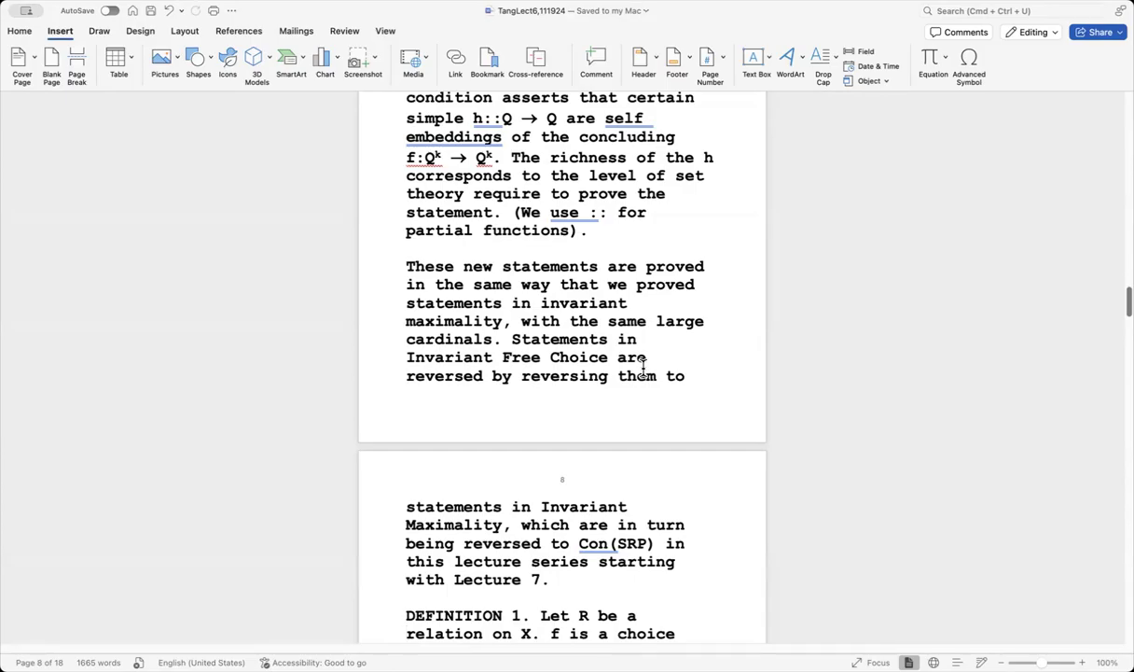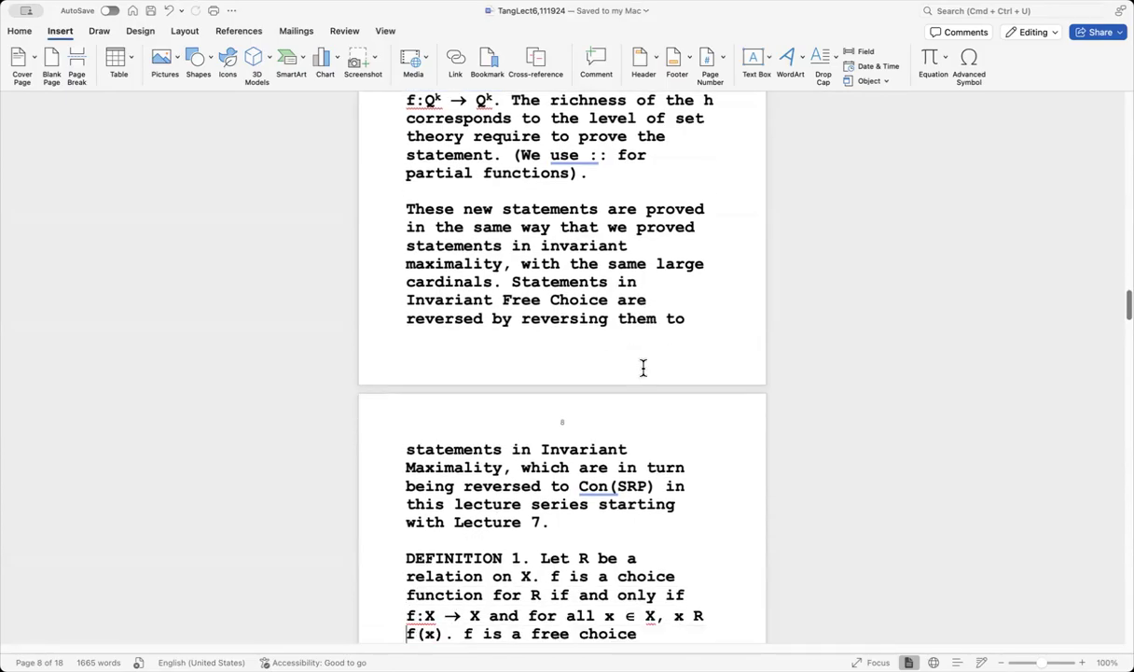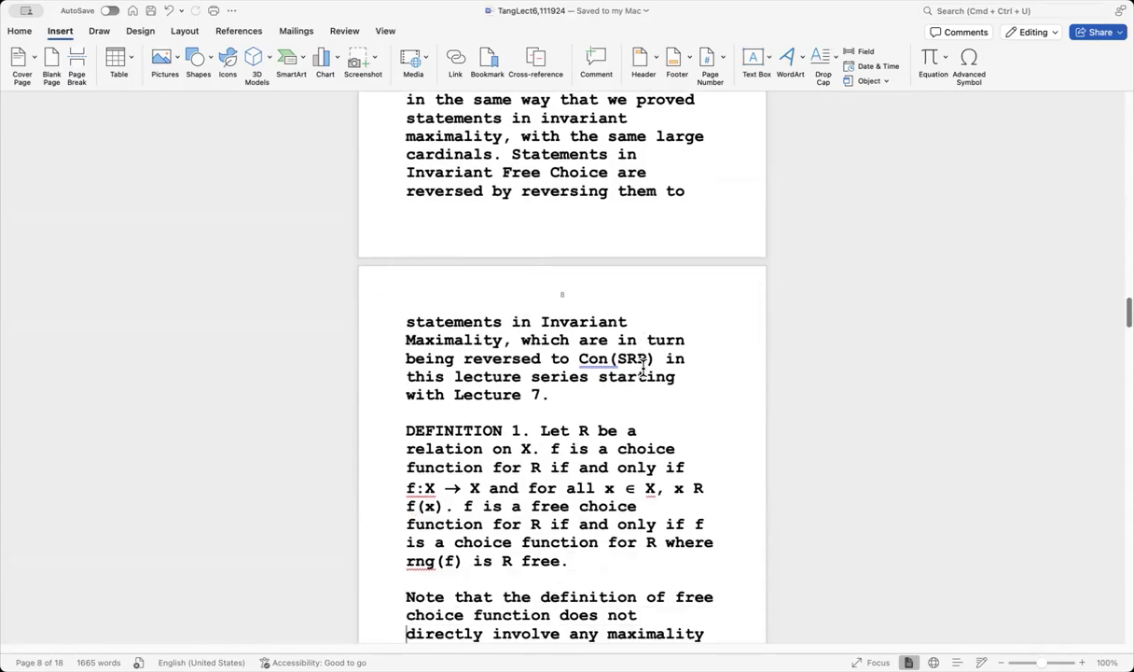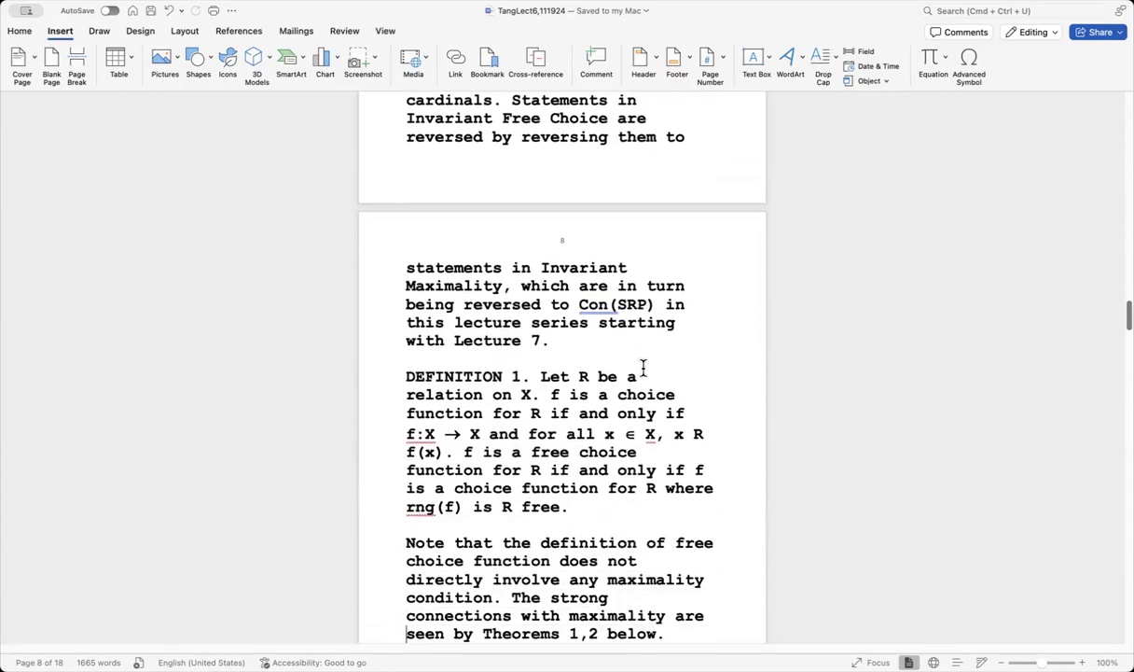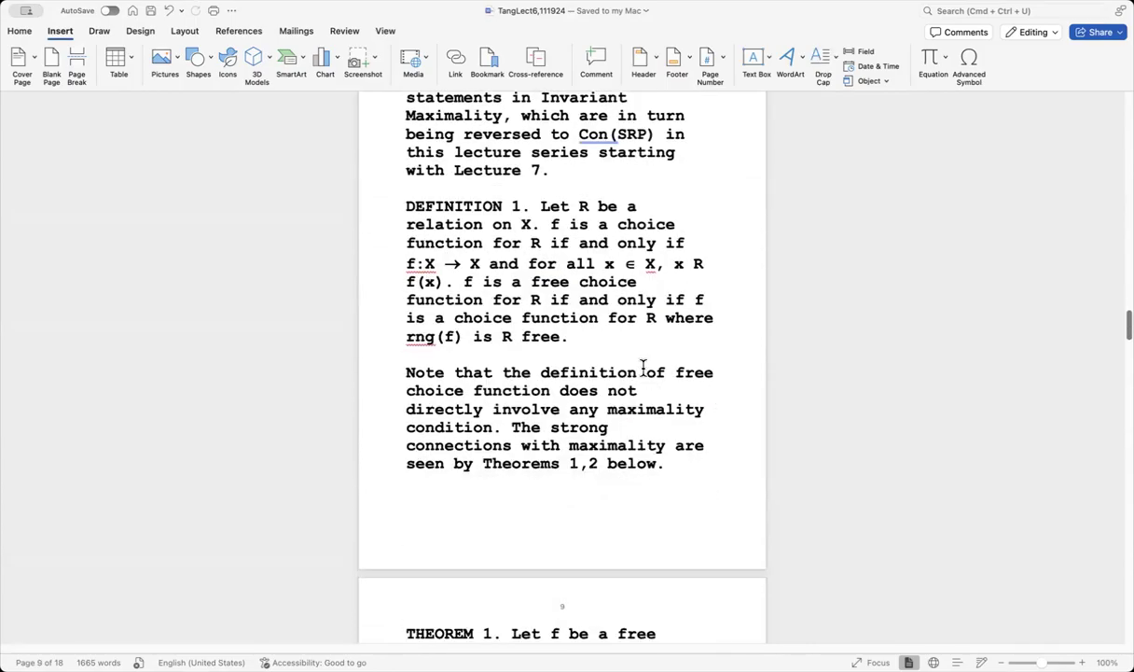Now, statements in invariant free choice are reversed by reversing them to statements in invariant maximality, which are in turn being reversed to con SRP in this lecture series, starting with lecture 7. All right, so let's get to it. Let's talk about what a choice function is and what a free choice function is.